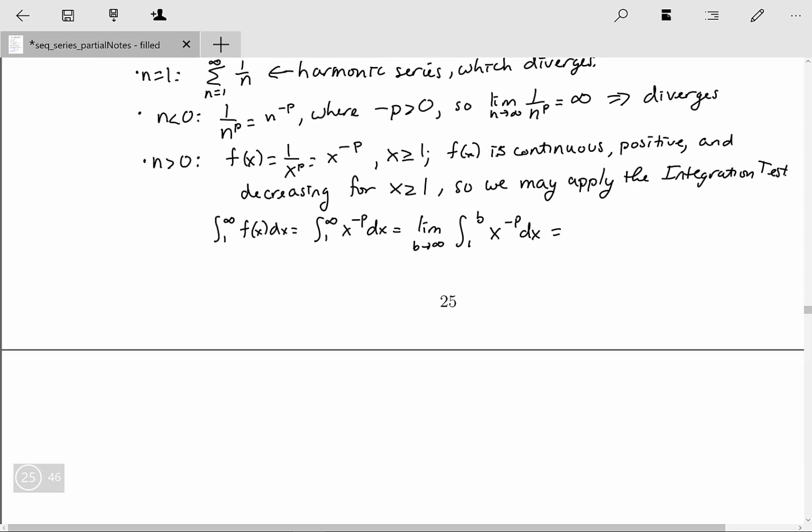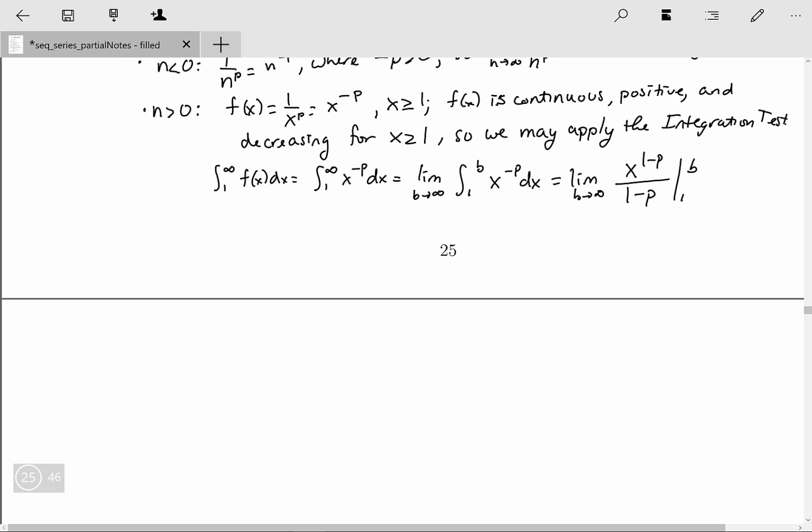Taking that little limit, oh man, what is that antiderivative going to be? So we're going to have x to the negative p plus 1, or 1 minus p, divided by 1 minus p. Moving this on to the next page, I'm going to get that the integral of my function is going to be the limit as b goes to infinity of b to the 1 minus p over 1 minus p minus 1 over 1 minus p.